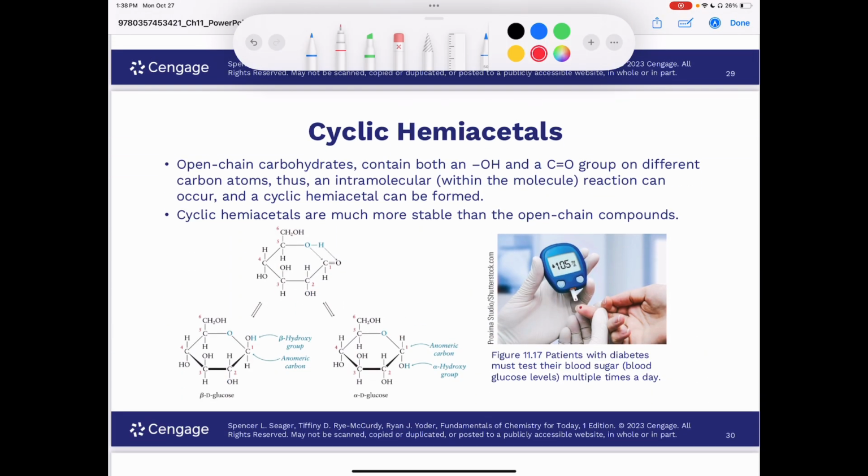And the reason why hemiacetals are so important for us in this chapter is because this is a chapter on what? Carbohydrates, right? Open chain carbohydrates, everything that we've seen so far, contain both a carbonyl group and a hydroxyl group on different carbons. And so what can happen is what we call an intramolecular reaction, or an intramolecular cyclization, within the same molecule, which can result in the formation of a cyclic hemiacetal.